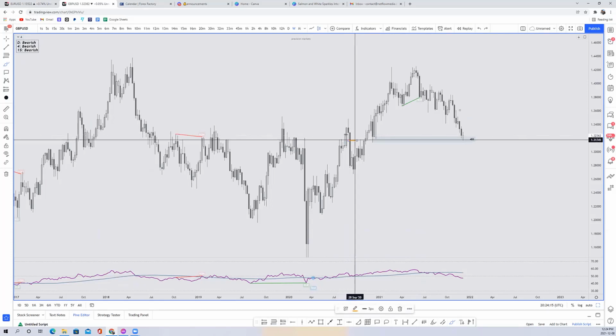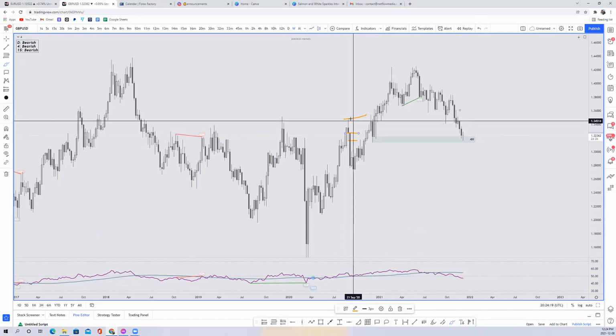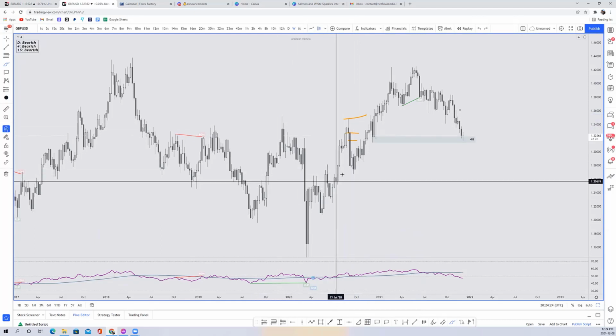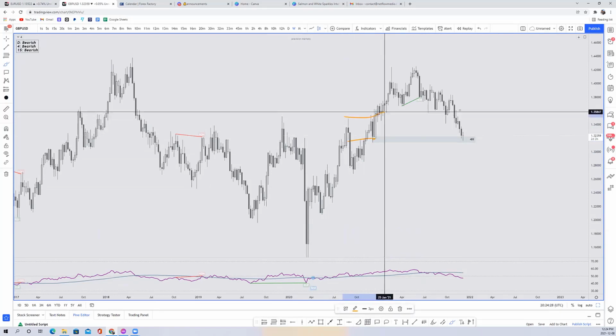They don't ever use these wicks. They use the body and the wick, same way as I showed you guys in the course. That is a subjective thing. Nobody actually knows. The true supply zone is this.